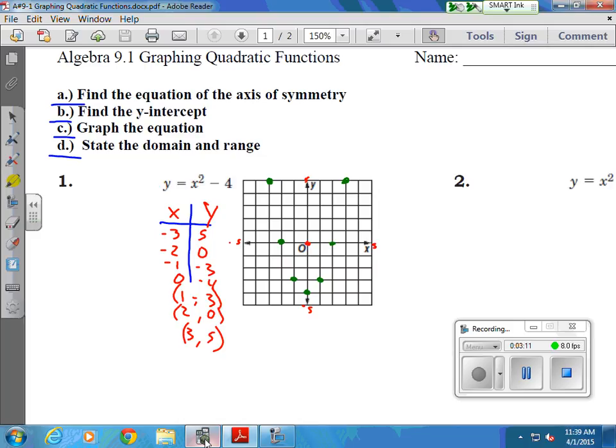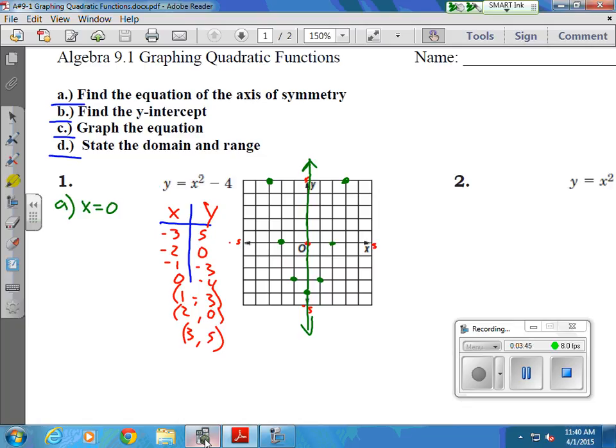So the axis of symmetry, in this case, is going to be your y-axis. So what's the equation of the y-axis? 0. What equals 0? No. X is equal to 0. Because every point, all the points that make up the y-axis have an x value of 0. Every point on the y-axis is x equals 0, or 0 something.